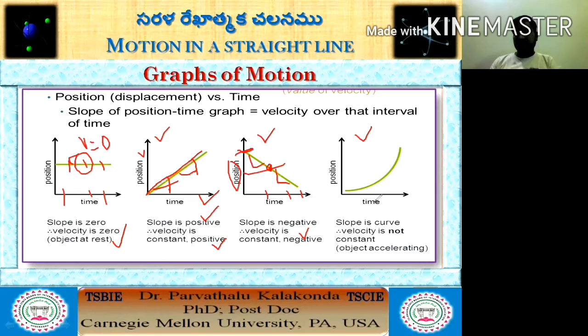Position is a function of time. This is a curve, right? It is a curve. The only thing you can clearly say is velocity is not uniform because it's not changing uniformly, right?